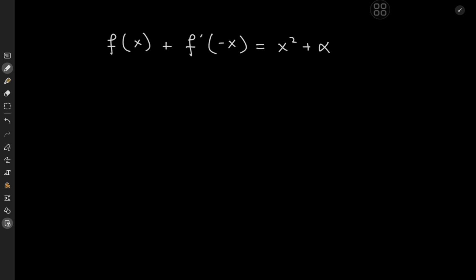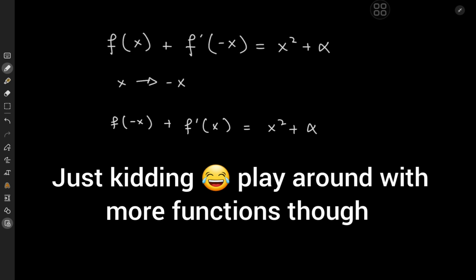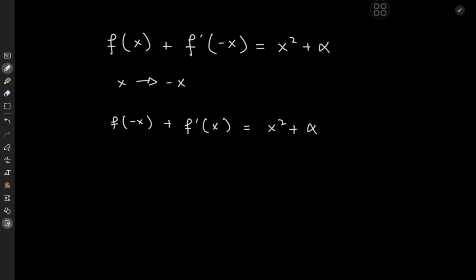Because we see x and negative x, we might as well try this sort of reflection where we switch from x to the negative x realm. That gives us f of negative x plus f prime at x equal to x squared plus alpha. And maybe when we're done with this video, we can generalize this for any even function g of x in case of x squared, or I might as well leave that as some kind of homework problem. Anyway, this is the new structure.